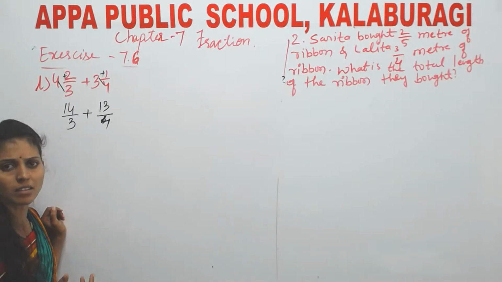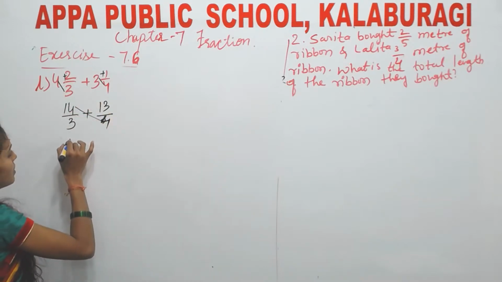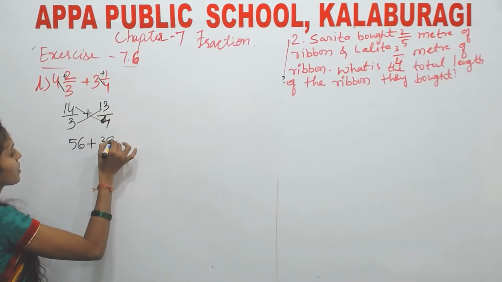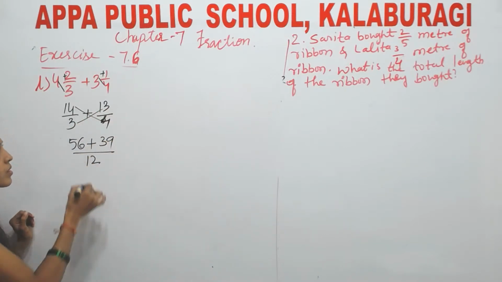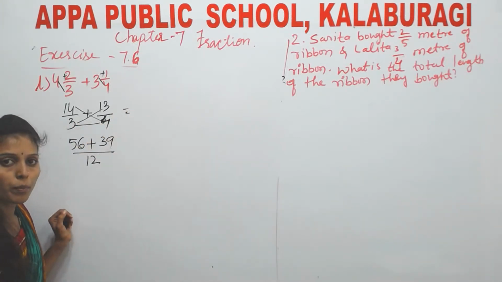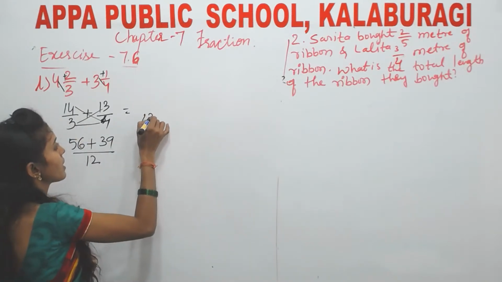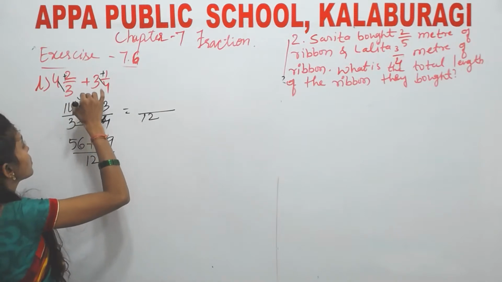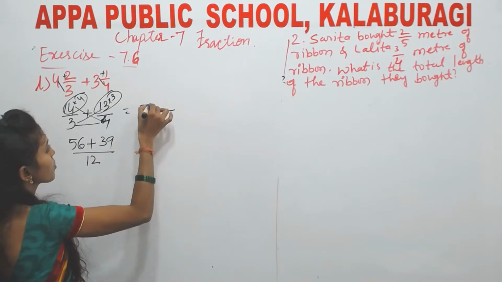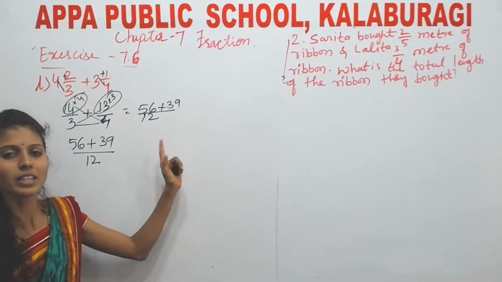Cross multiplication or LCM, both are one and the same. So, 14 4s are 56 plus 13 3s are 39, divided by 12. 3 4s are 12. LCM method. See, 3 and 4 both are co-prime. Their LCM will be the product of those two numbers only. So 3 4s are 12 is the LCM. These two numbers you have to write, you will multiply, you will get this one. 56 plus 39. There is no difference.